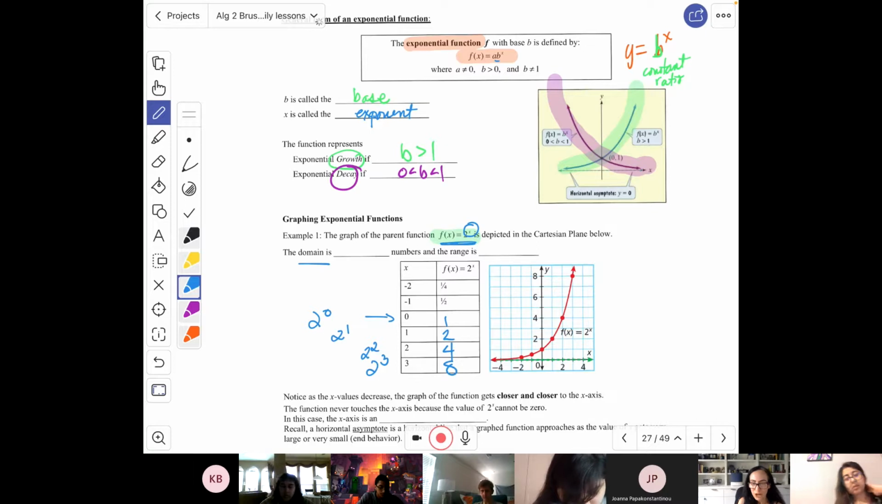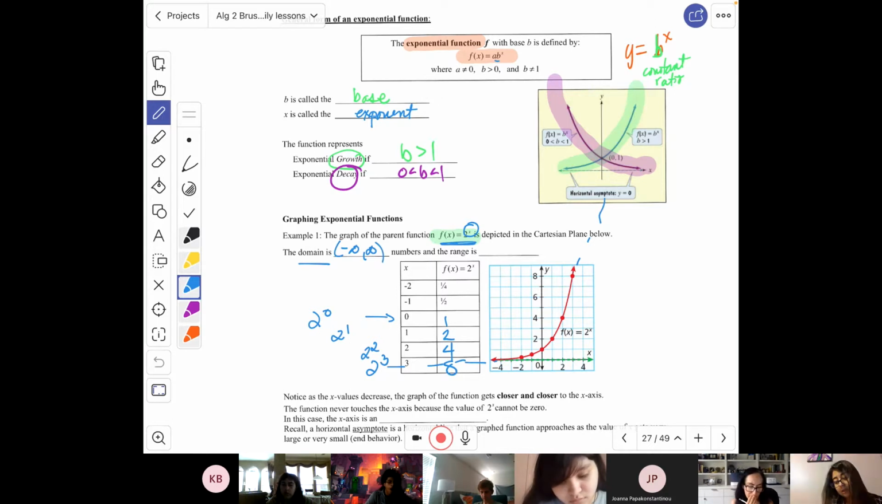Nathan, do we know? No? Reese, do we know the domain for this exponential function? Negative infinity, infinity. Beautiful. Negative infinity to positive infinity, right? Because this is going to just keep going and this is just going to keep going. So the domain for an exponential function, whether it's growth or decay, is going to be negative infinity to positive infinity.